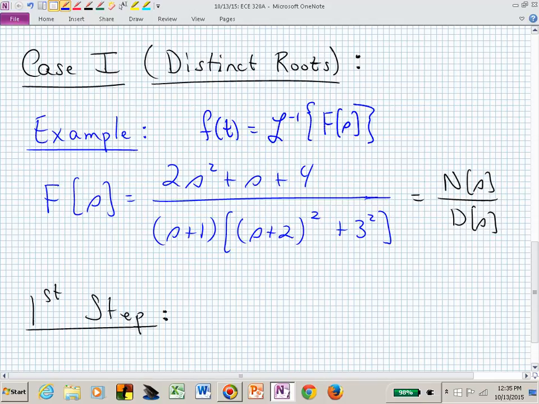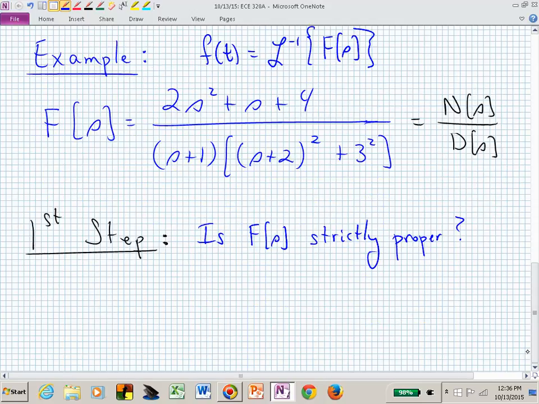And so now, is F of s strictly proper for this particular capital F of s? Is it? And I think I heard most people answering yes. If you wanted to verify that or check that, what did you actually do?